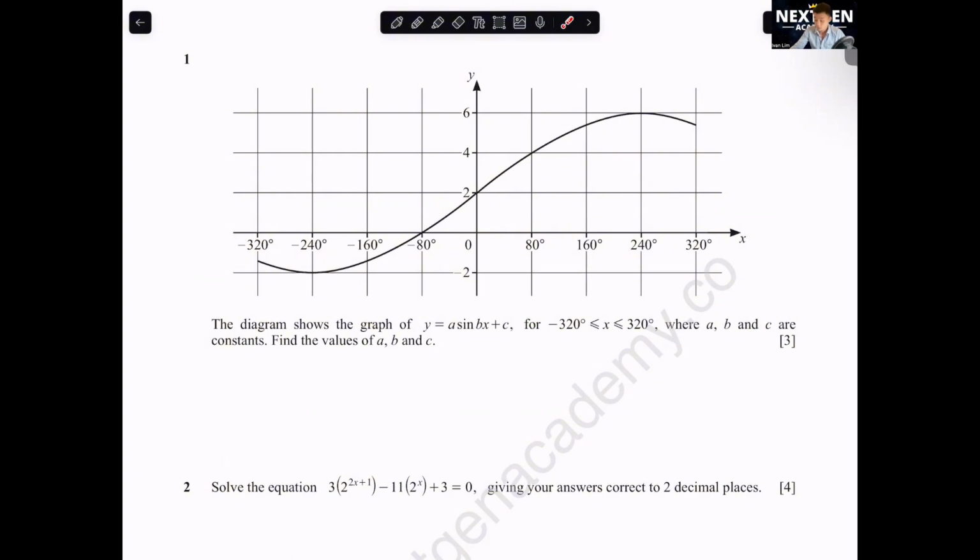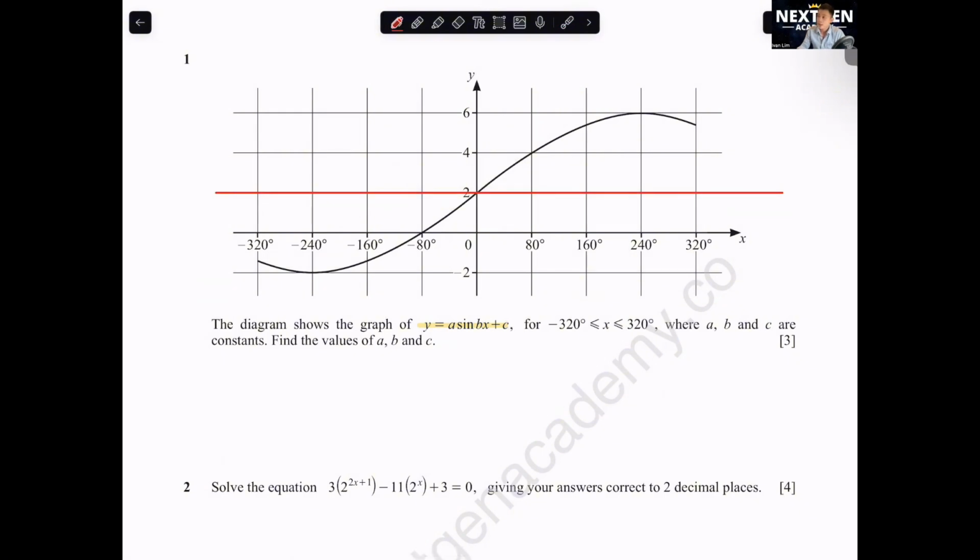They want you to find your A sine bx plus c from negative 320 to 320 degrees, where A, B, and C are constants. Find A, B, and C. Okay, whenever we face graph type of question, what's the first thing that we want to do? Okay, we're going to draw the max and min. No, we put the middle line first, so that we can find our A, B, and C.